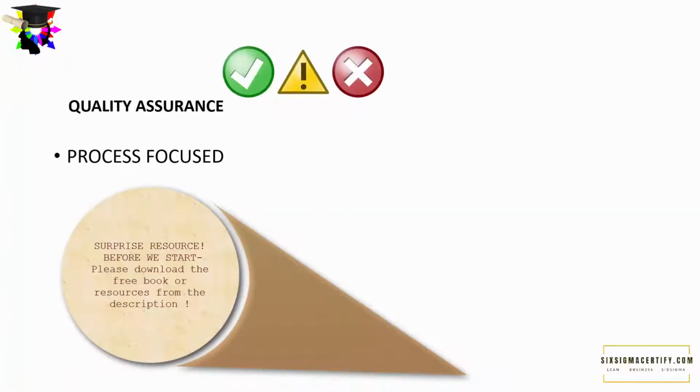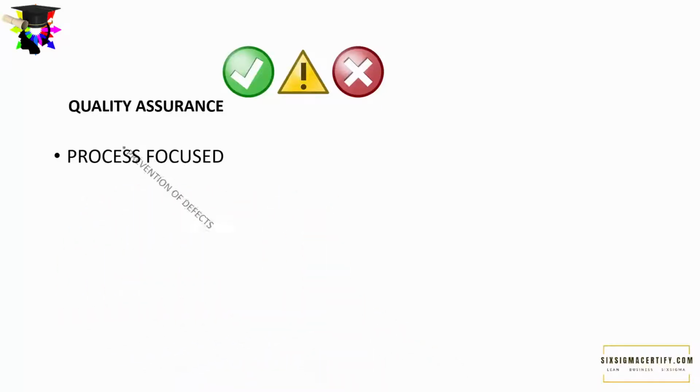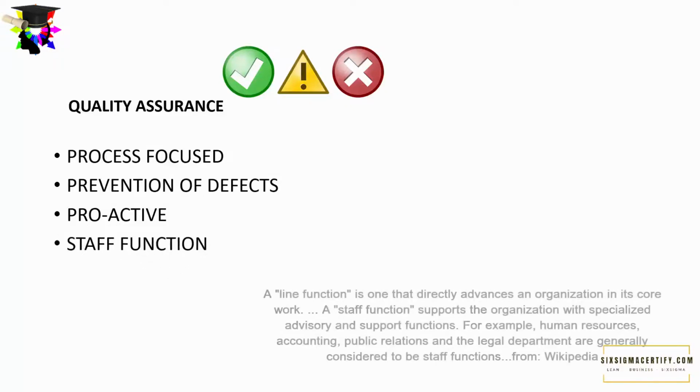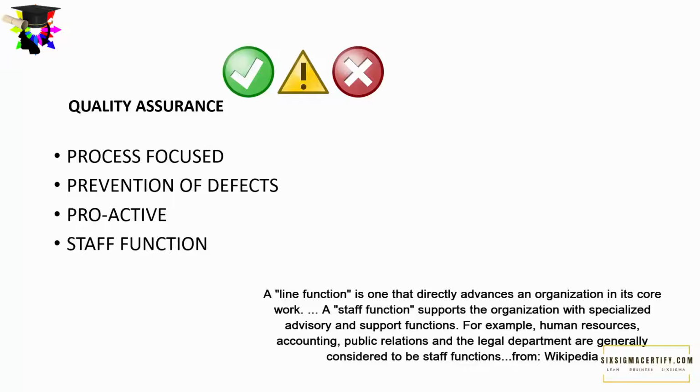First of all, quality assurance is process focused. It helps in the prevention of the defects. It is a proactive approach, which means it's a building of system so that defects do not occur. And it's a staff function. Quality assurance helps in building in the quality.